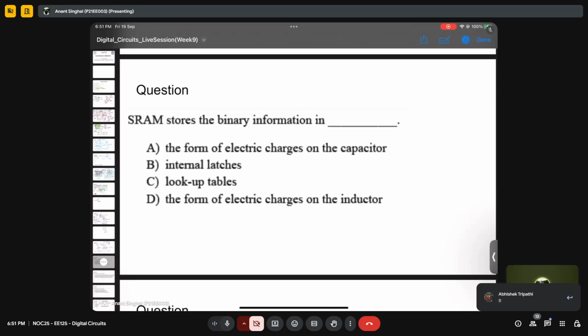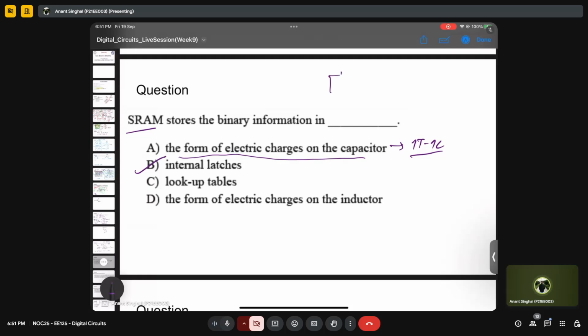So let's go through all the options. It says a form of electrical charges on a capacitor. So this is basically 1T1C DRAM. The question is asking about SRAM. So yeah, option B is correct because in SRAM we have these internal latches where Q and Q bar are the storage units. Inductor is not there and lookup tables are not there. So yeah, option B is the correct answer.